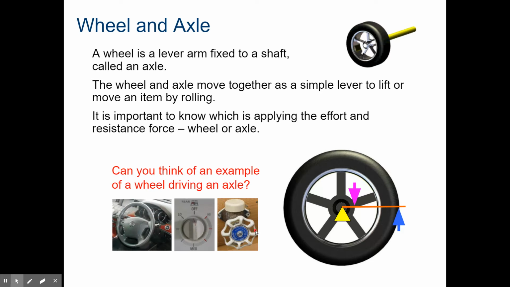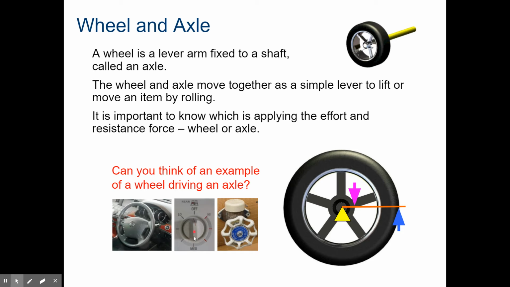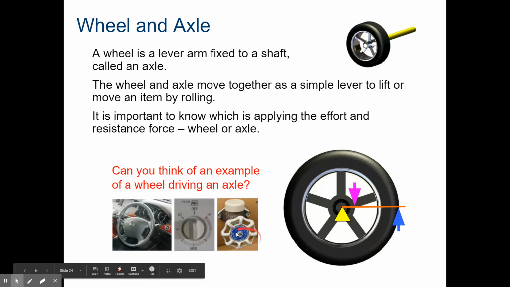So for example, the middle one is like a stove. We're getting ready to turn the burner on. Here I have a wheel because I'm turning the knob. The wheel is where the effort is. The axle is where the resistance is. Same thing here. I'm turning this wheel. I've got a valve, with an axle going in here. The effort's on the outside. The resistance is on the inside. Same thing here. I'm using my steering wheel to turn an axle. Effort would be here. Resistance would be on the inside.